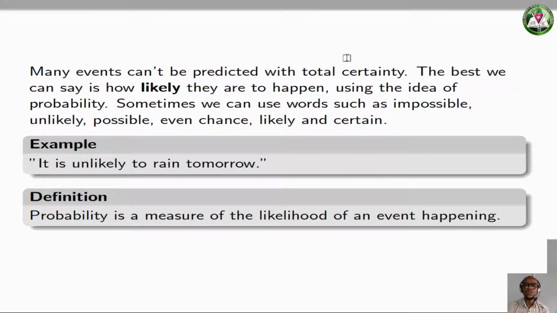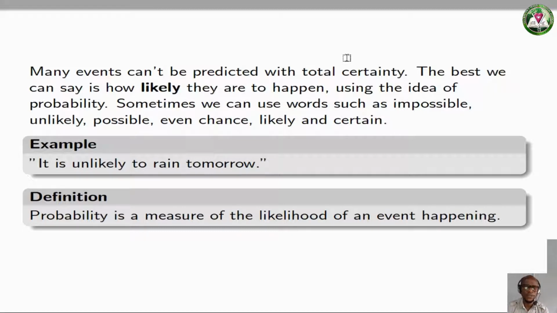Sometimes we can use words such as impossible, unlikely, possible, even chance, likely, and certain. You can say, it's impossible for me to go to Jane's house. That's a likelihood of something to happen. It wouldn't happen, that's why you're using the word impossible. Or you can say unlikely. And if you are so sure, you can say it's possible that I will go to Jane's house. All these are likelihoods, chance events. We can also say it is unlikely to rain tomorrow. That means we are not sure, it may rain or it may not rain.